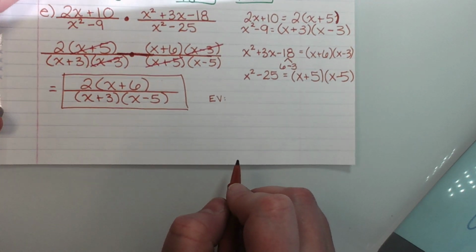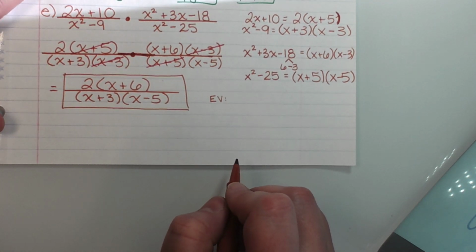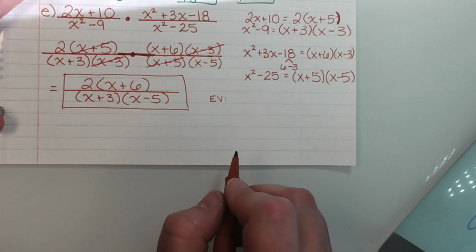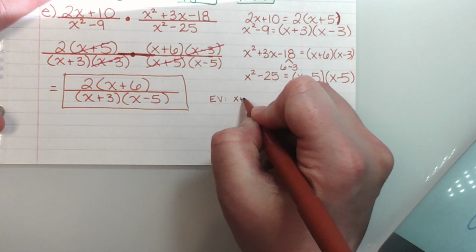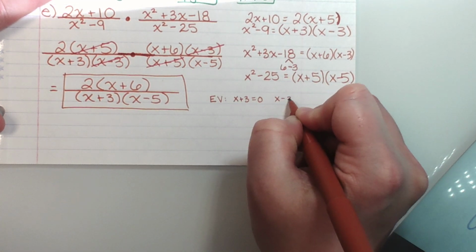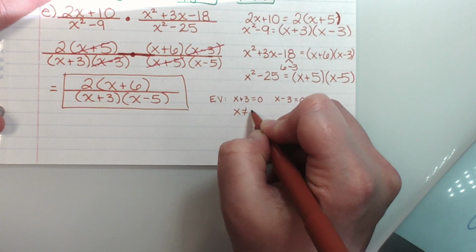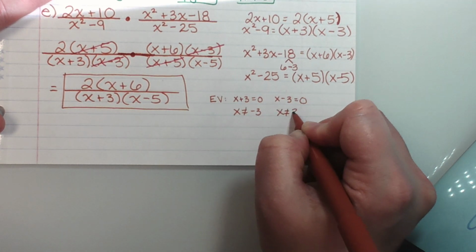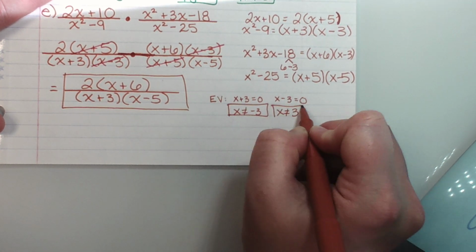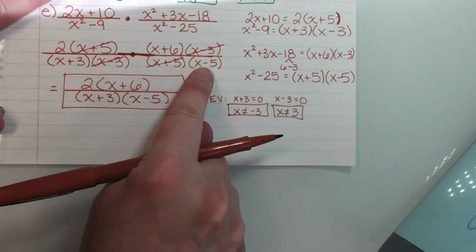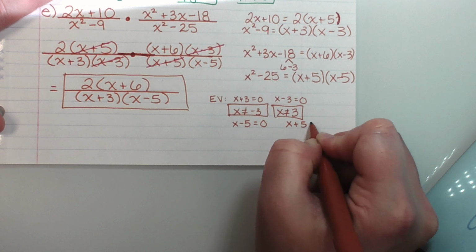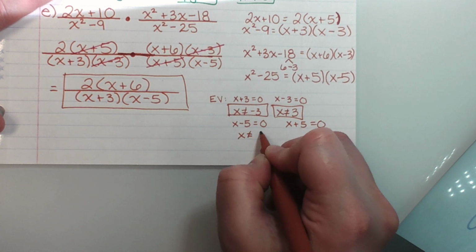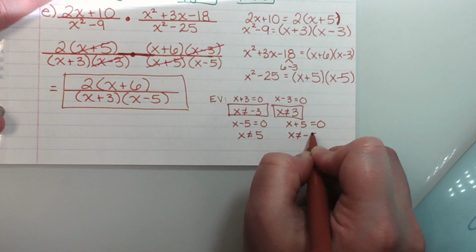Anything that was in the denominator gets set equal to 0. You can go with the factored forms. This was this and this. X plus 3 equals 0, x minus 3 equals 0. X is not allowed to be equal to negative 3, x is not allowed to be equal to positive 3. That was the first fraction. X plus 5 and x minus 5 are in the denominator of the second fraction. X is not allowed to be equal to 5, x is not allowed to be equal to negative 5.